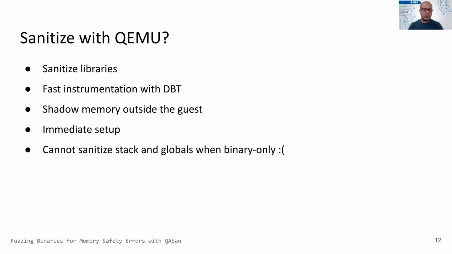The shadow memory, we want it to be outside the guest, because one of the limitations of compiler-based sanitizers is that the shadow memory and the metadata are inside the same address space of the target, so there is a possibility that the program under test corrupts the metadata of the sanitizer. We want an easy-to-use tool with an immediate setup, just download and fuzz. And one of the limitations of binary sanitization is that stack and global variables cannot be sanitized, because this information is removed by the compiler during the compilation stage.